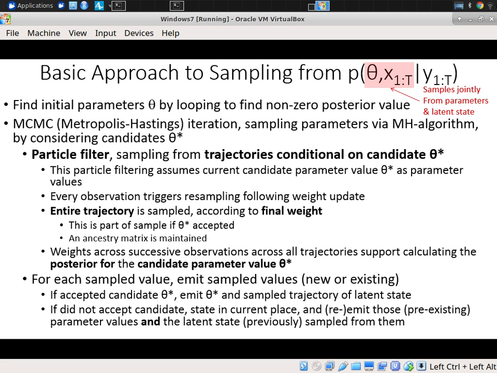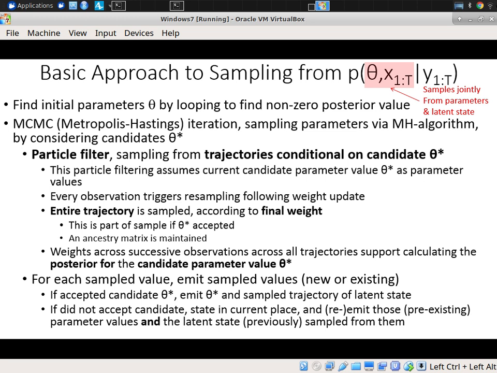If we're going to accept theta star, we will be using that as our latent trajectory that we also accept. But to figure out if we're going to accept theta star, we have to figure out the posterior value. And it turns out that the posterior value for theta star is totally dictated by a simple formula involving the weights in particle filtering for every point in time that observations occur across all particles, not just the sampled one, not just the one whose trajectory sample, across all.